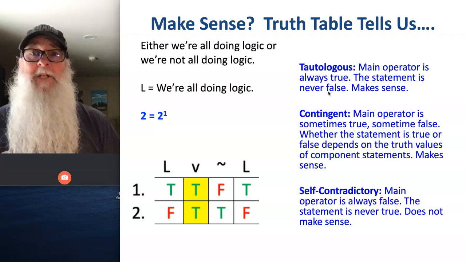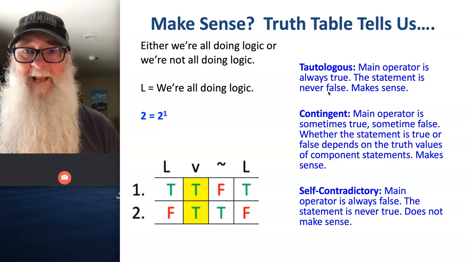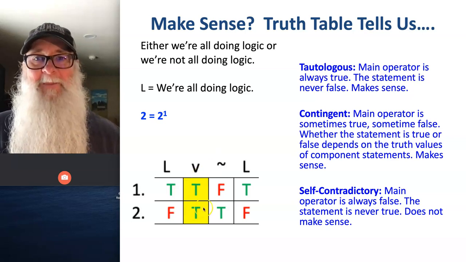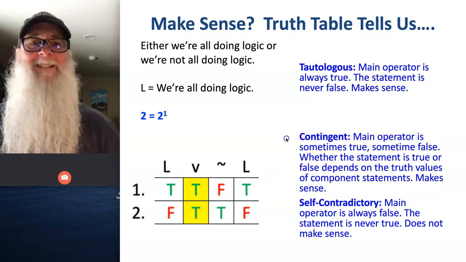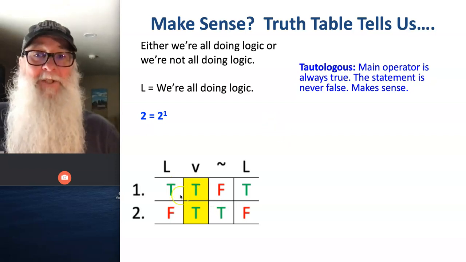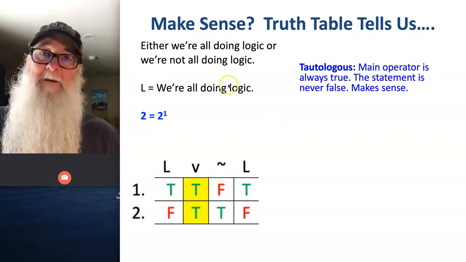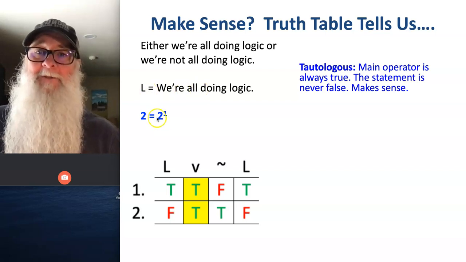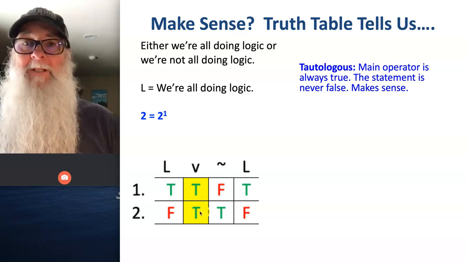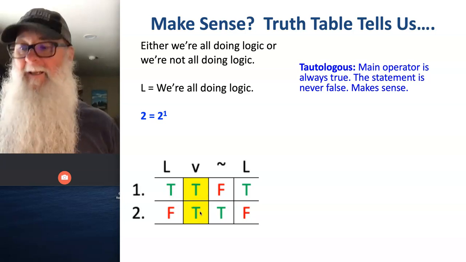Okay, your first statement. This has a truth value of true underneath this wedge here, and that tells us that this is a tautologous statement. This truth table has two lines because we have only one letter comprising our compound proposition, and 2 to the 1 equals 2. So we have two lines, and on both lines, this statement is true. So that means this statement can never be false.